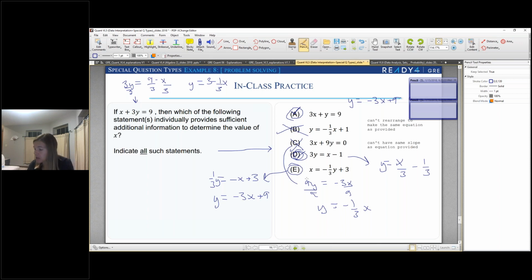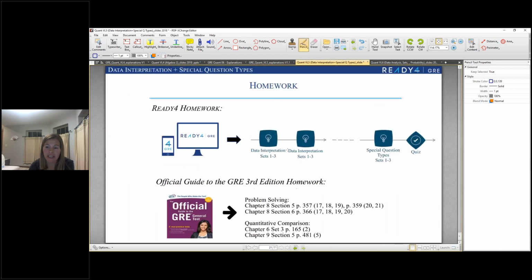Okay. But that's just to alert you to the fact that the way you get two equations, two variables, but no solution, is if they're actually the same equation, or if they have the same slope, it means they'll never cross and there can't be a solution. There is no solution. Okay, so that is it for data interpretation.